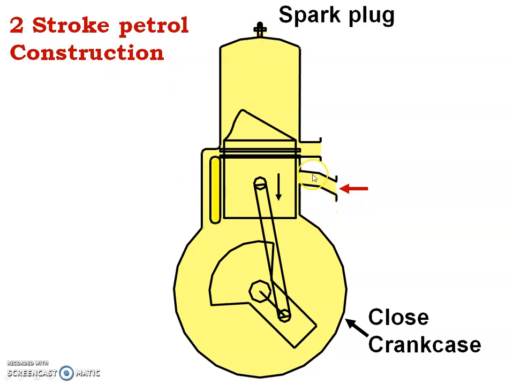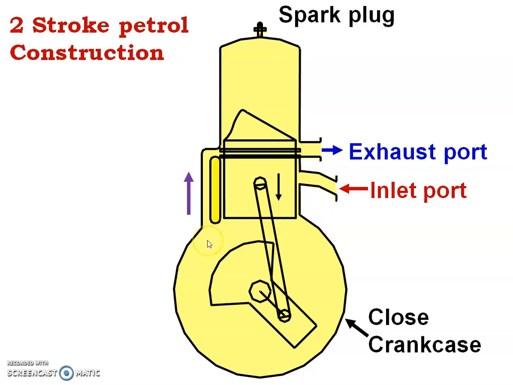Now let us see, this is a cylinder, the outer body. This is known as the piston, this is the connecting rod, and this one is the closed crankcase. Now you can see this is an opening, known as the inlet port, and this is known as the exhaust port. And there is one passage connecting the bottom of the piston to the top of the piston, and that is known as the transfer port.